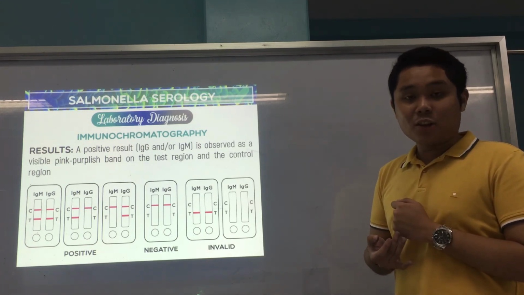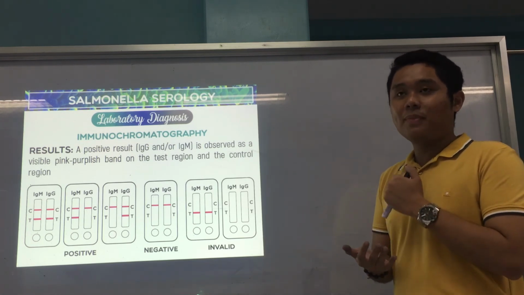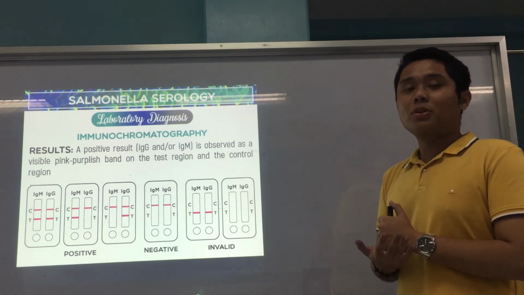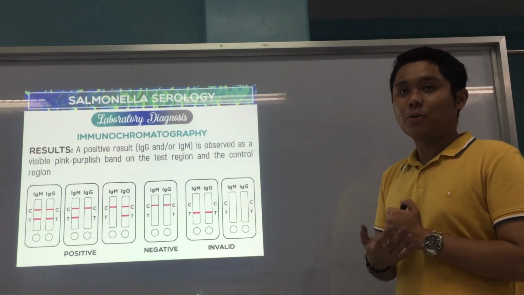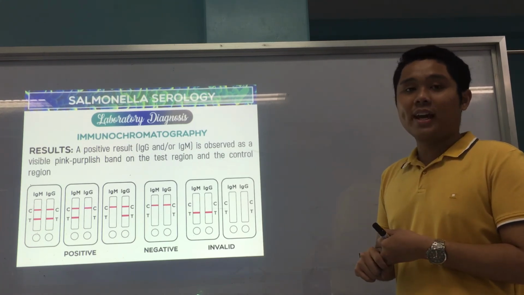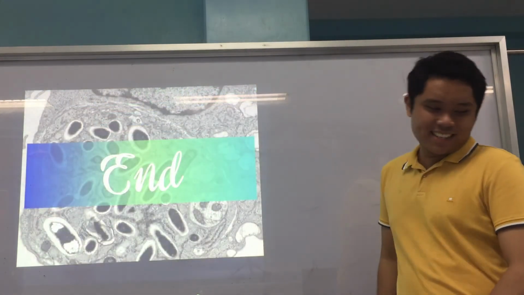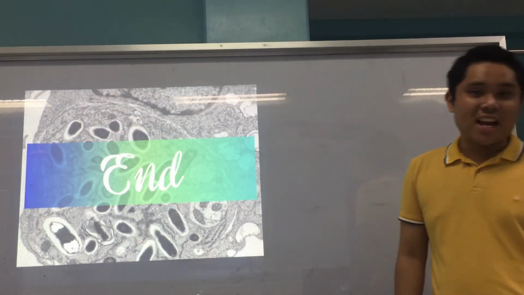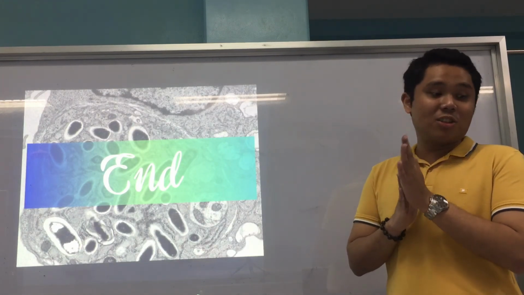Again, I emphasize in interpreting results in immunochromatography, you cannot interpret the results of immunochromatography kits if there is no line at the control line, because that would indicate that the test result is invalid, the test kit is damaged, and the reagents are not working properly. Okay? Alright. And that's the end of our Salmonella serology. Again, it's very straightforward, very easy, only a little bit of detail.